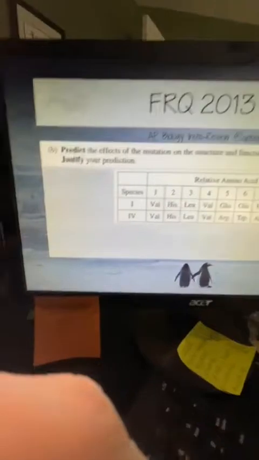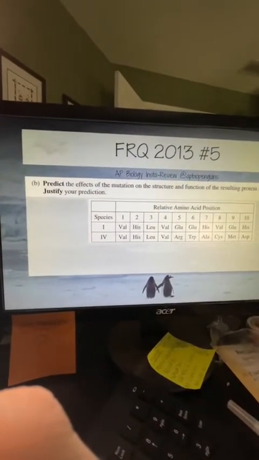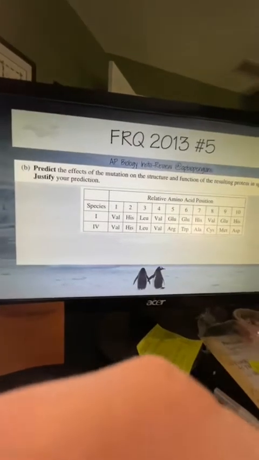Okay, so now I have to predict the effects of a mutation on structure and function of the resulting protein in species 4 and justify your prediction. Now again, remember, they tell you to predict, you should never leave it blank. At least try it, right? Who cares if you're wrong? At least put something down. Make a prediction. Guess anything you want. Sometimes you're right, sometimes you're wrong. It's okay.